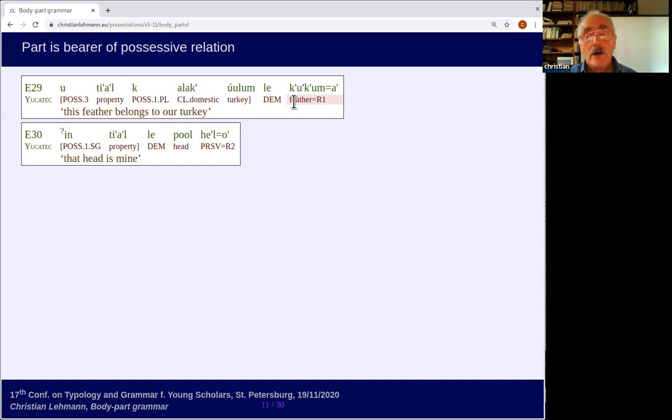Things are different with inalienable body part nouns in the position of the possessum in a predication of belonging, like the head here. If possible at all, they are interpreted as referring to a detached body part, typically of an animal that serves as food.